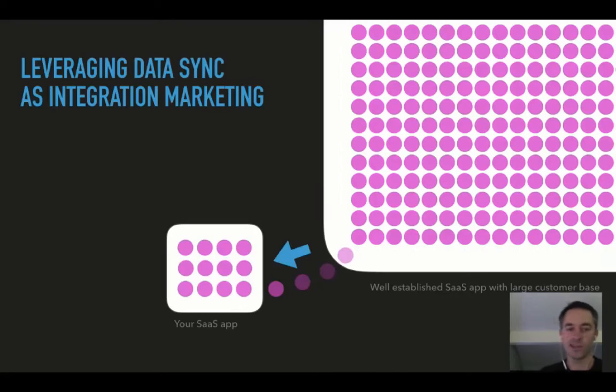Another reason to process data is what is called integration marketing. Imagine there is a very well established SaaS app with a very large customer base. Implementing some level of data integration allows you to augment this app and in turn attract their customers by providing extra value. Again, this is a very commonly seen pattern these days, which provides a lot of value.